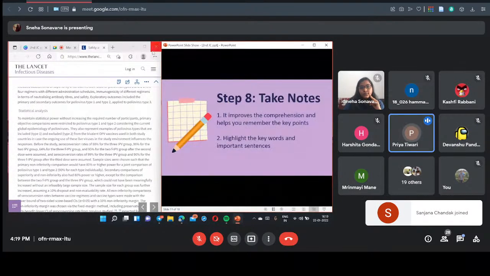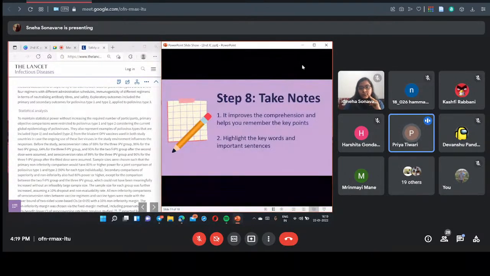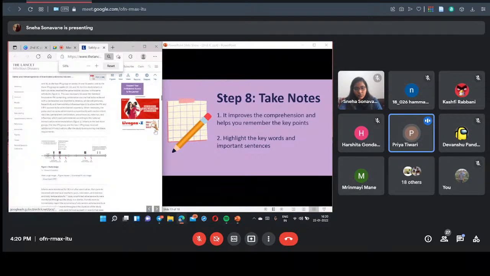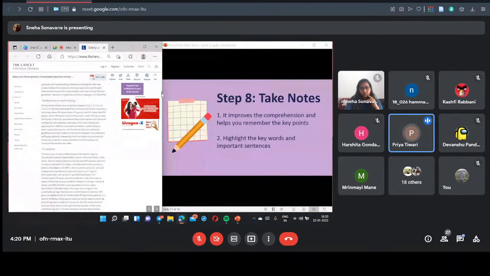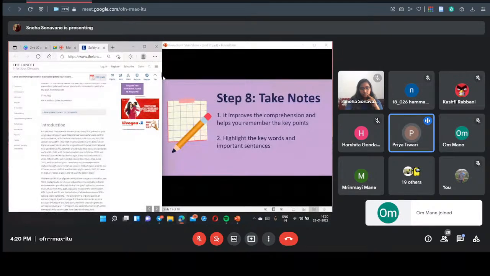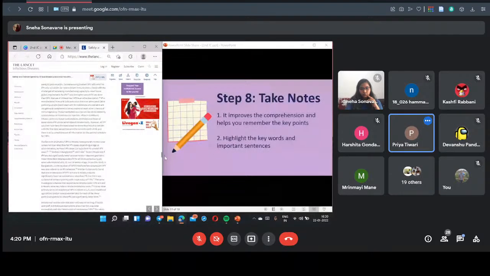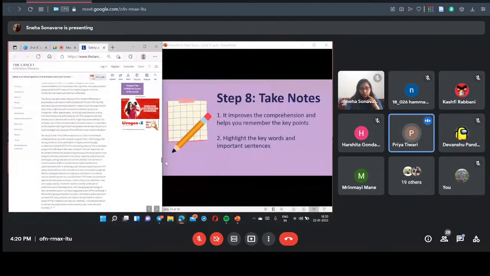And here is step 8. Actually, it is not the step which you will do in the end, but this is the step which you will do since the beginning while reading the paper. This is taking notes. It's really important to take notes, because it improves your comprehension and helps you remember the key points. Reading a research paper is not like reading a newspaper or a novel where you read and then you can forget after a day or two. If you're reading a research paper, you have to keep that knowledge in your memory for at least one or two months minimum, but yeah, as long as you can.